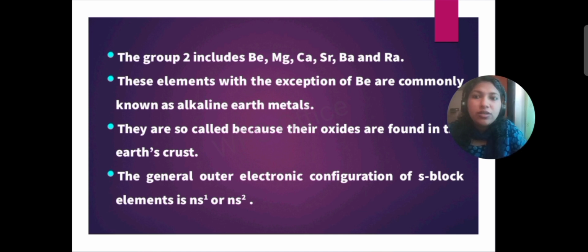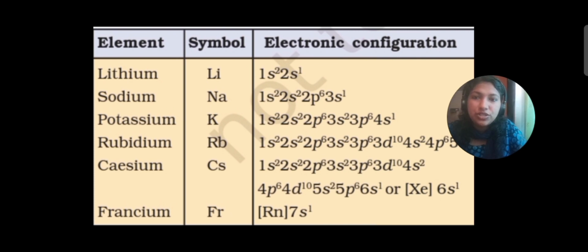The general outer electronic configuration of S block elements is ns1 or ns2. ns1 is for alkali metals, whereas ns2 is for alkaline earth metals. See, these are the electronic configurations of alkali metals. The atomic number of lithium is 3, so the electronic configuration is 1s2, 2s1. Sodium's atomic number is 11, so we can write 1s2, 2s2, 2p6, 3s1. And potassium is 19, so we can represent it as 1s2, 2s2, 2p6, 3s2, 3p6, 4s1. And similarly rubidium, cesium, francium.